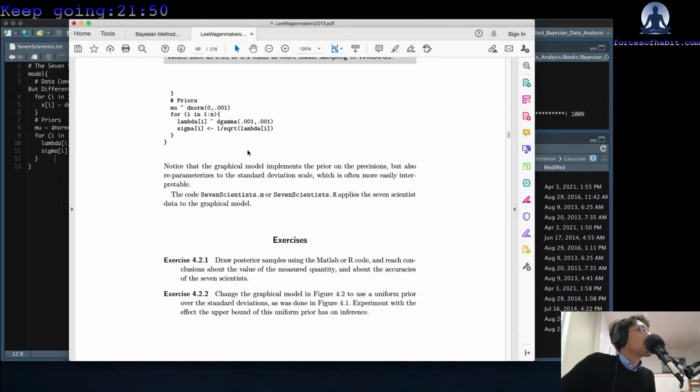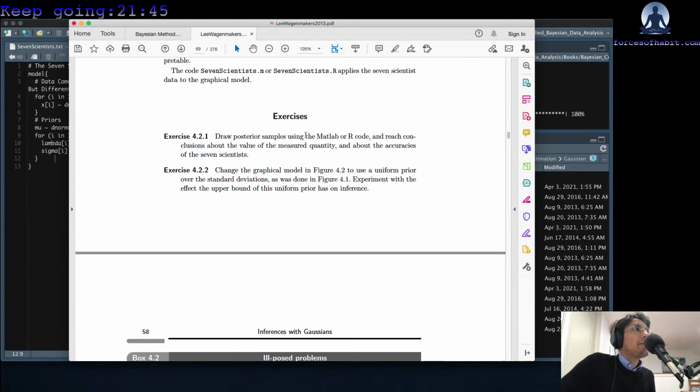Let's take a look at the questions. Draw posterior samples to reach a conclusion about the value of the measured quantities and about the accuracy of the seven scientists.